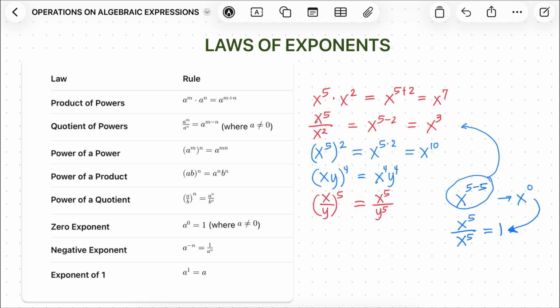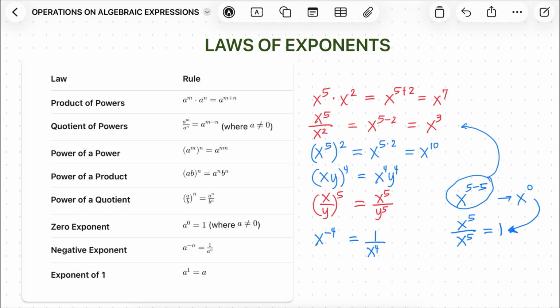Next, we have negative exponent. Any variable raised to a negative exponent is equal to 1 all over that variable raised to the positive equivalent of that negative exponent. So for example, we have x raised to negative 4. That will be the same as saying 1 over x raised to 4. Okay?